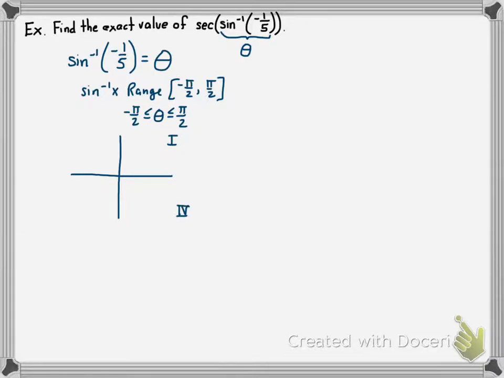And our ratio is negative, so that means that my angle is going to be in quadrant 4, because in quadrant 1 sine is positive, but in quadrant 4 sine is negative. So that's where I want to go. So I'm going to draw my reference triangle in here.